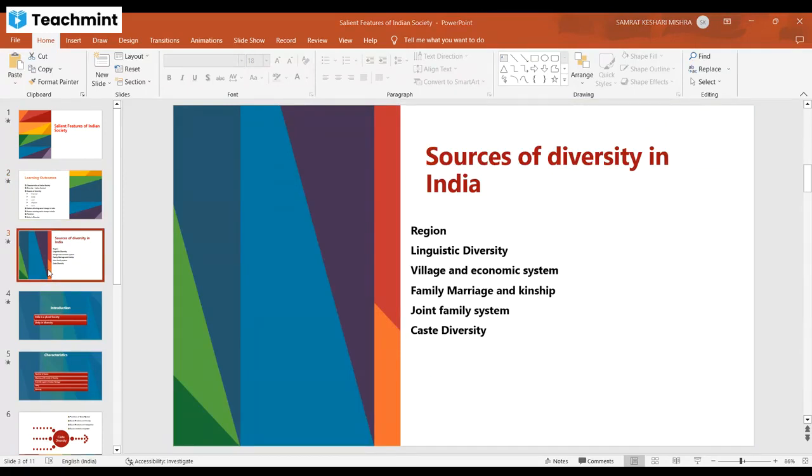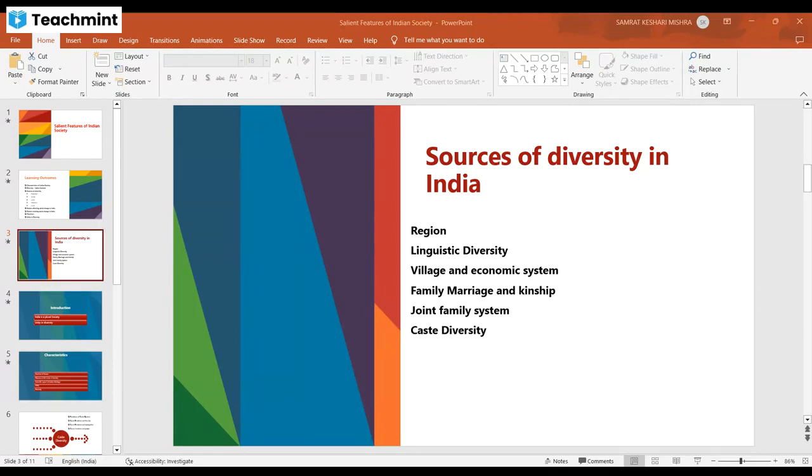Let's first be introduced to the Indian society. As I discussed, Indian society is a pluralistic society. Pluralistic society means there is unity in diversity. Diversity exists, unity exists among diversity. So there are different cultures, different religions, different languages. People belong to different castes, different communities. They speak different languages. They belong to different regions.